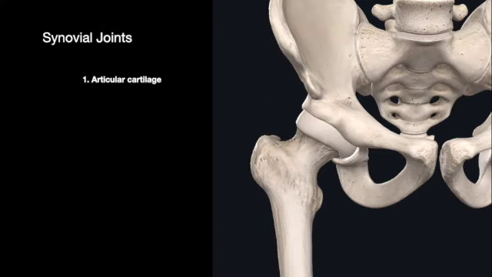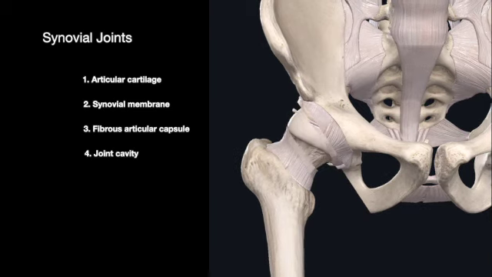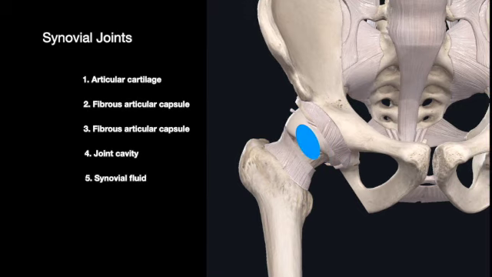The synovial joint is here, the hip joint that you see there, and this joint consists of five things. First of all, the articular cartilage that you see there in white, the smooth white part. The second thing, it is covered by a synovial membrane. This again is covered by a fibrous articular capsule. And when we cut through both things, through the capsule as well as through the synovium, then we find underneath a joint cavity, and this joint cavity is filled with synovial fluid.